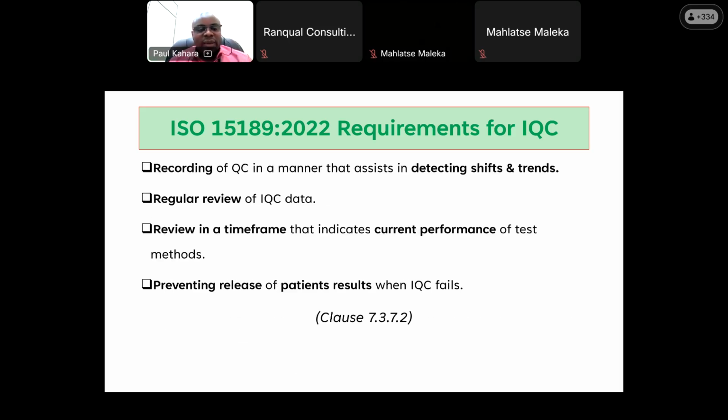Further into these requirements, the standard requires that we have to record them. We have to record the QC data in a way that we can detect trends and shifts. And that is why most laboratories will engage in LJ charts and other kinds of graphs to be able to know the progress of our equipment as we continue the testing.